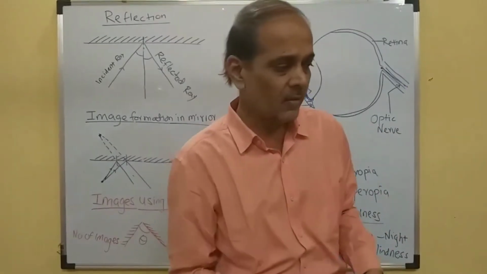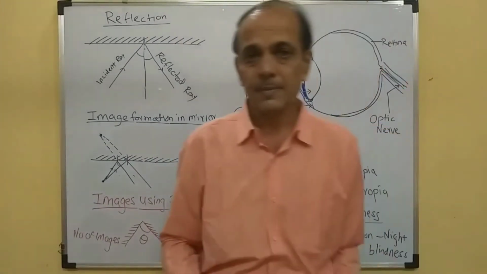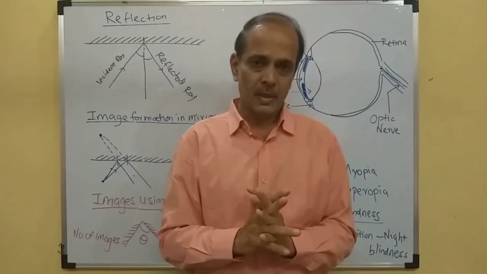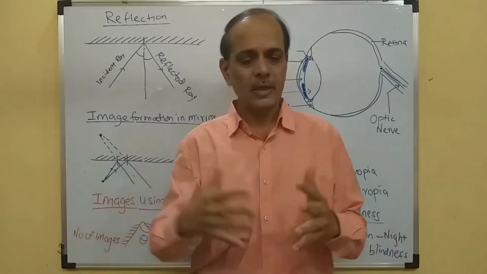So light, when it hits any object, bounces off. Now sometimes light does not come out of that object, it goes through it.